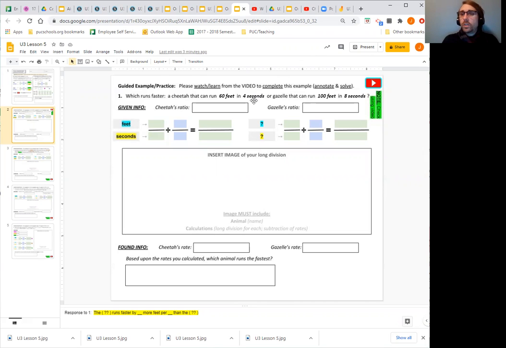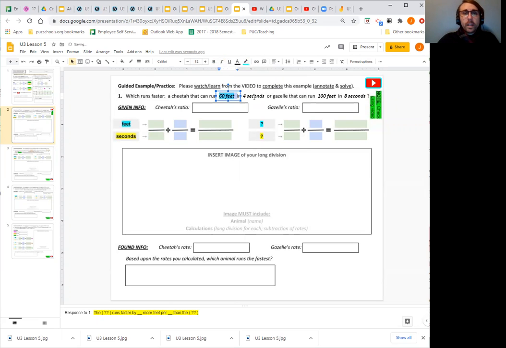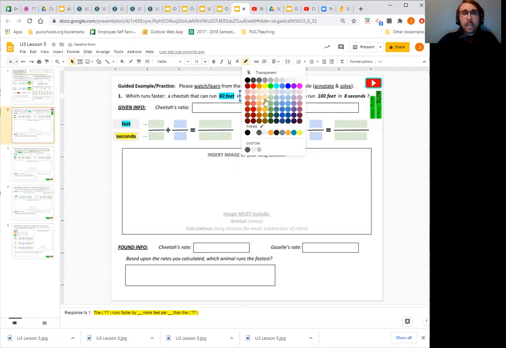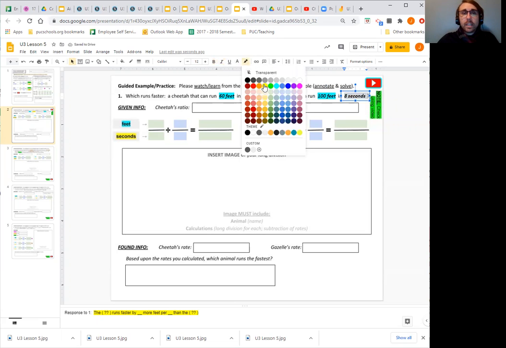So the first thing we should do is annotate. I noticed that the cheetah can run 60 feet, and that should be highlighted with the same color that feet are, which is the cyan or light blue. And then it can accomplish that in 4 seconds, so I'm going to highlight the 4 seconds yellow. Then I'm going to do the same thing for the gazelle, 100 feet highlighted cyan, 8 seconds highlighted yellow.